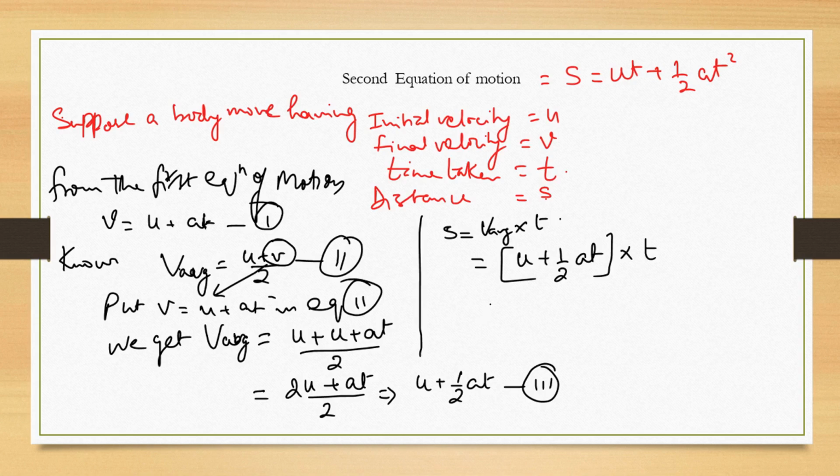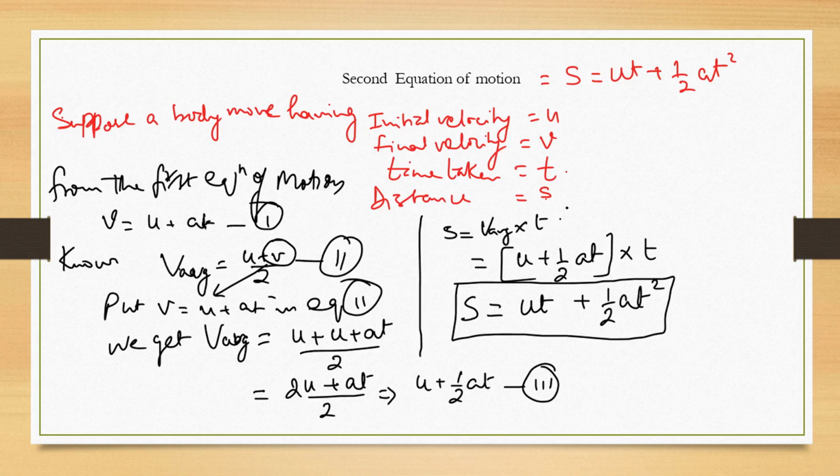And when you multiply inside, you get ut plus half at square, which is the second equation of motion, where s denotes the distance covered in time t, and the body has the initial velocity u and final velocity v, with acceleration a.